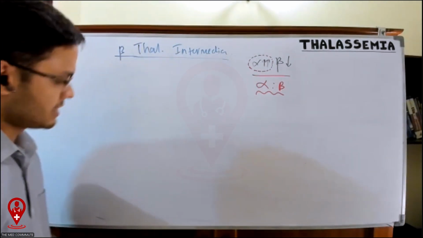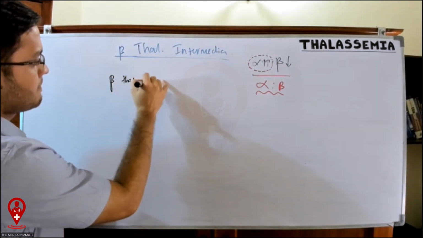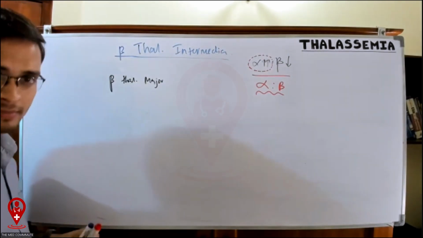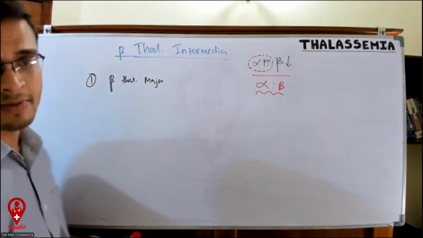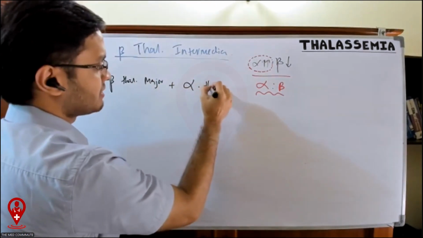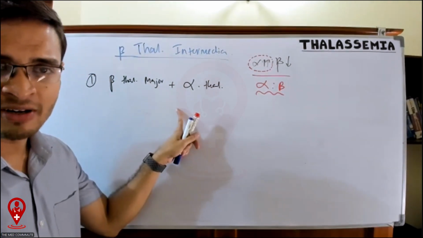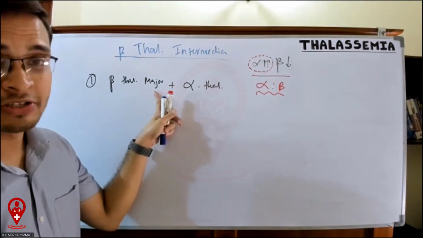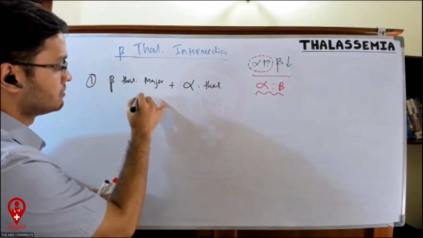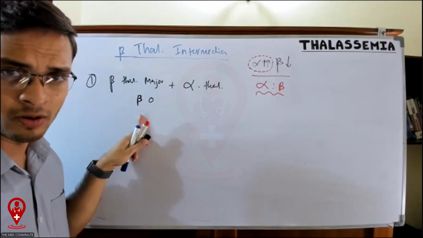First thing, guys, you all can write down. If we have a beta thalassemia major patient, right? Beta thalassemia major patient with a coexisting alpha thalassemia. What will happen? Now, come on, tell me. If they're having beta thalassemia major, what is happening? Their beta is almost absent, right? Beta is almost not there, right? Very, very low, right?